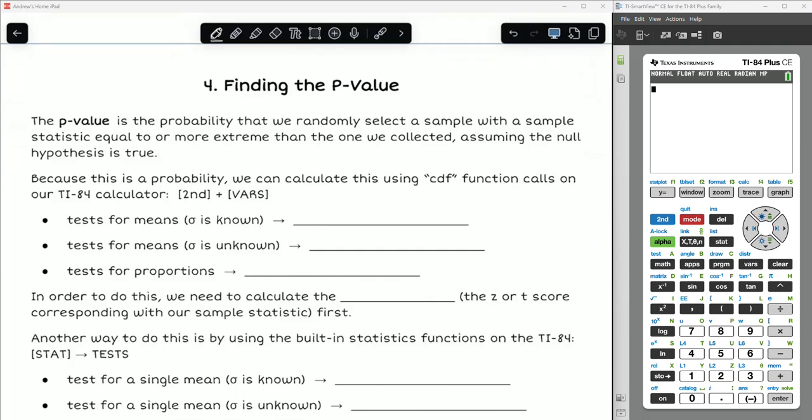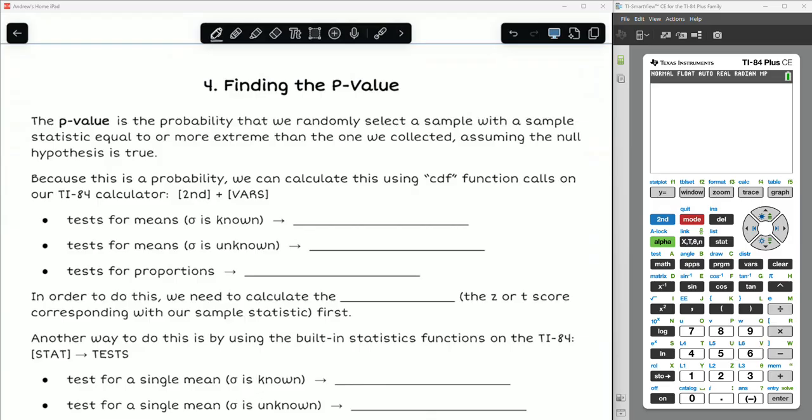After we've identified our hypotheses and set up our hypothesis test, next we're going to want to calculate our p-value and our test statistic. These are the values that help us make a decision about whether we reject or do not reject our null hypothesis. The p-value specifically is the probability that we randomly select a sample with a sample statistic equal to or more extreme than the one that we collected, assuming that the null statement is true.